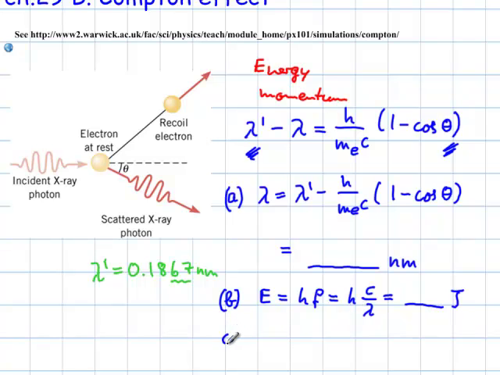In part C, what they want to know is basically the same thing, but this time around the energy of the scattered photon. So this is the way it looks like. E equals hc divided by lambda prime. There we go, in joules.